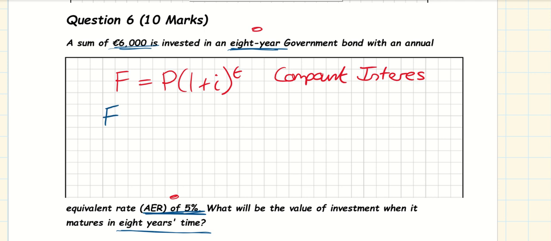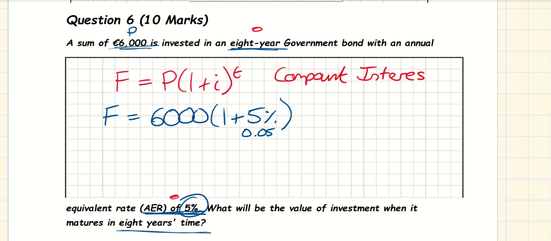So we're looking for F. P is your principal, so that's where it starts. So that's 6,000, that's our P. 1 plus I, so I is your interest, so that's 5%. 1 plus 5%, or 0.05 if you prefer to write it that way. And it's an 8-year bond, so T is time, so it's to the power of 8.